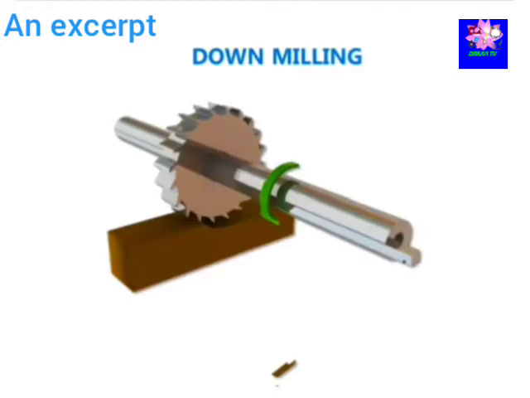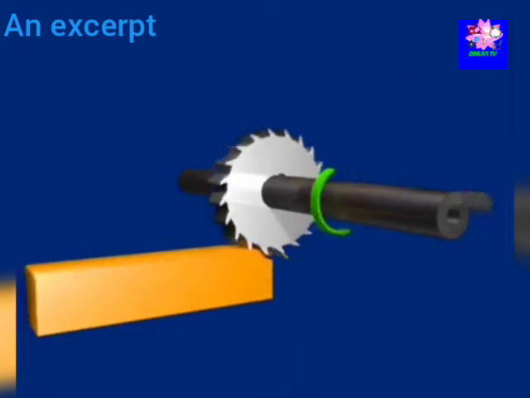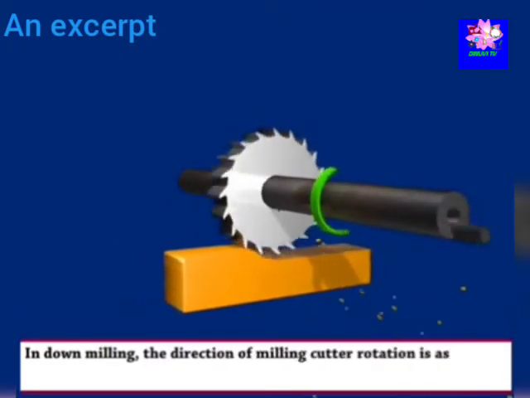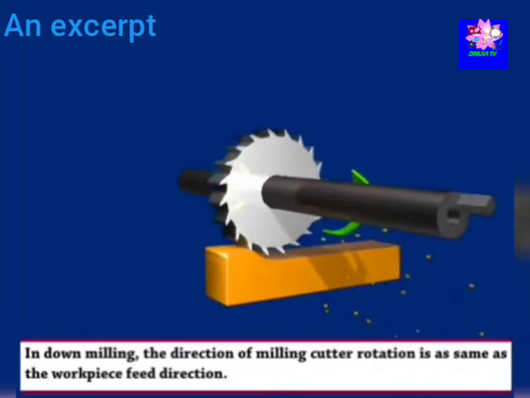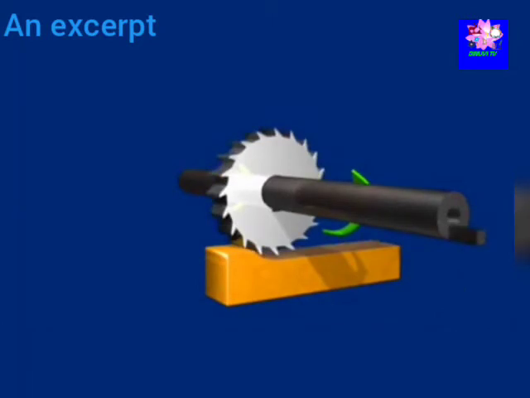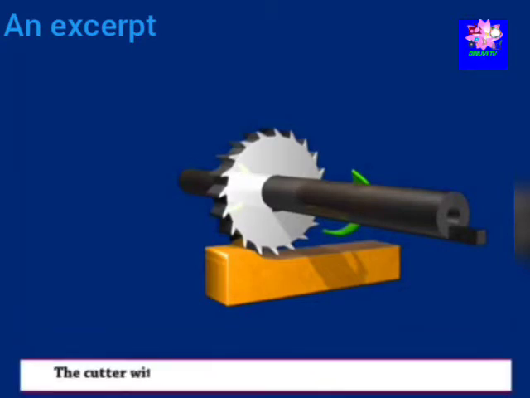Down milling. Workpiece. Plane milling cutter. In down milling, the direction of milling cutter rotation is the same as the workpiece feed direction. In down milling, the resultant force presses the workpiece against the base. A cutter with a high rake angle can be used for down milling.